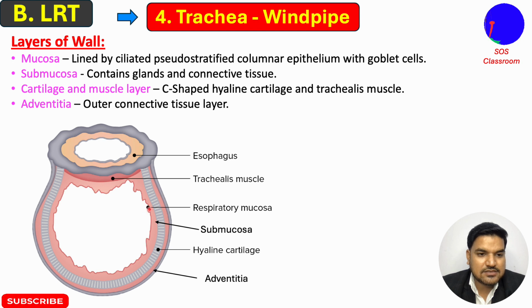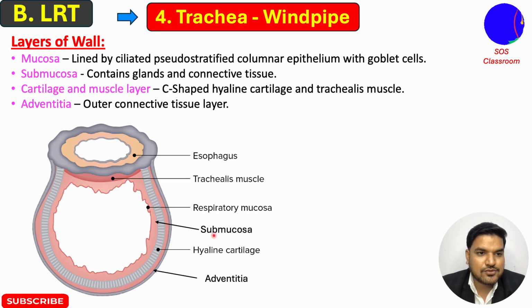From the inner side, this is the mucosa, called the respiratory mucosa. Respiratory mucosa is lined by pseudostratified columnar epithelium, and goblet cells are also present. Goblet cells release mucus, which helps trap bacteria and dust particles in the air during inspiration and expiration.